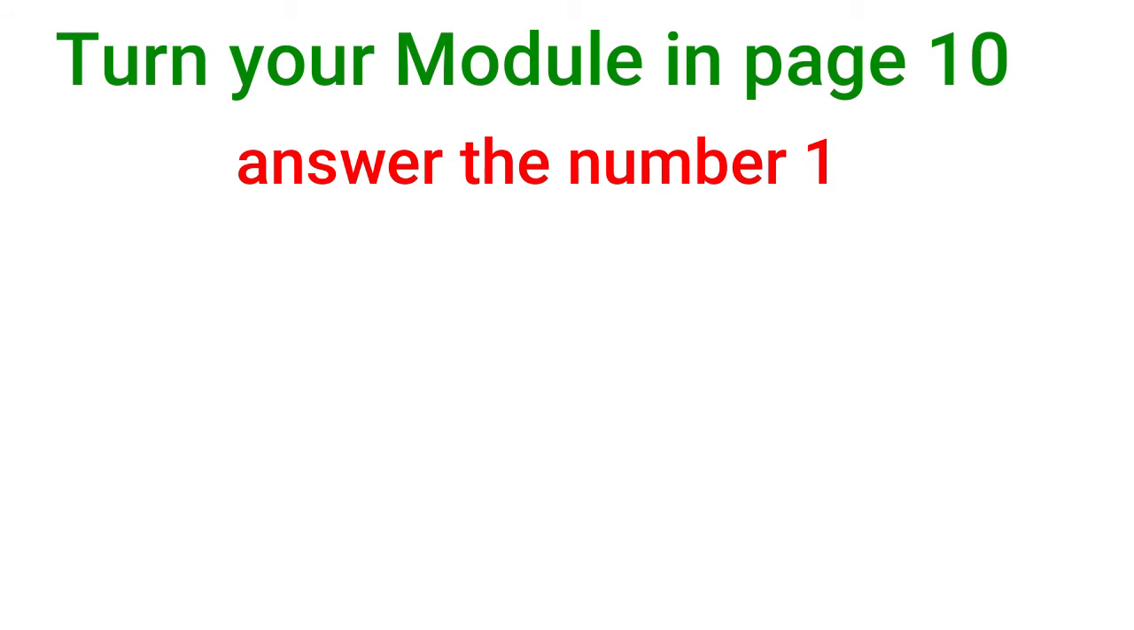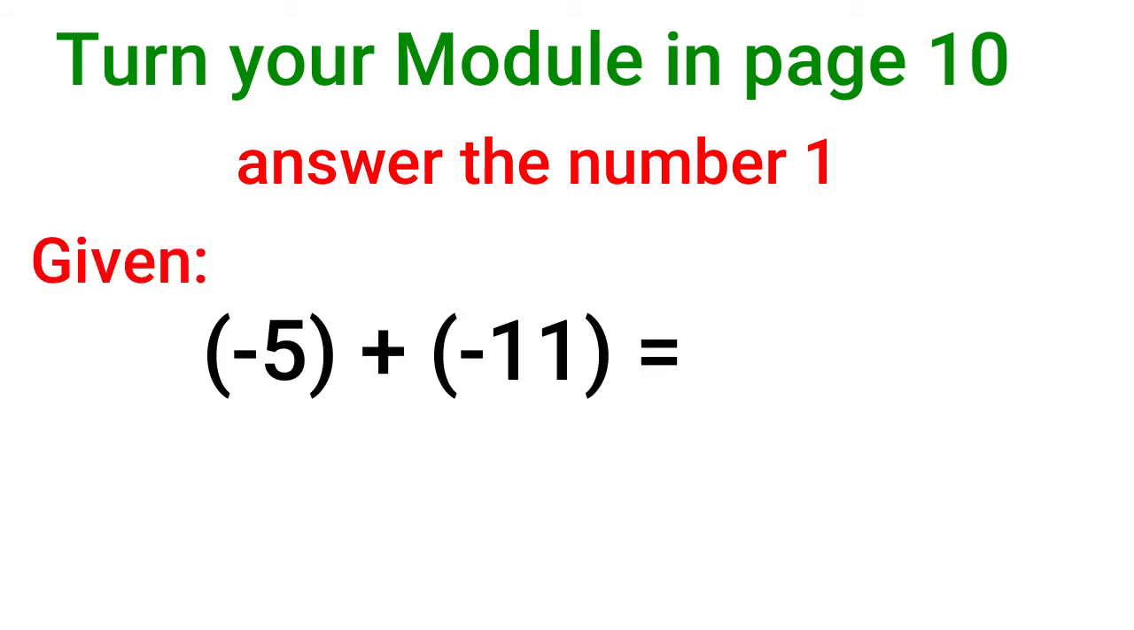Now, please turn your module to page 10 and let's answer number 1. The given is negative 5 plus negative 11. Since 5 and 11 are both negative numbers, we will simply add them and copy their common sign, which is negative. Therefore, negative 5 plus negative 11 will give us negative 16.